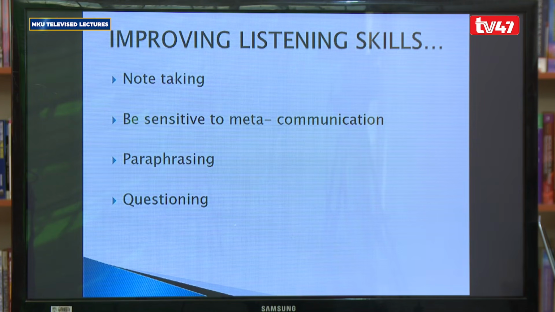And then other ways of improving our listening skills is you need to be sensitive to what we call meta communication. And I'll talk about the para-linguistic or para-language. Those are aspects of communication that do not concentrate on what is said, but actually the tone, the voice, the pitch, and the stress. Concentrate on somebody's tone or intonation so that at least you can get what they are not telling you.